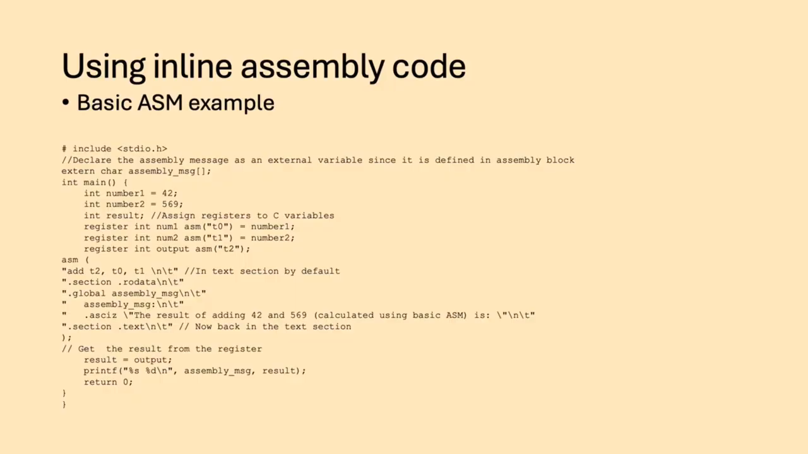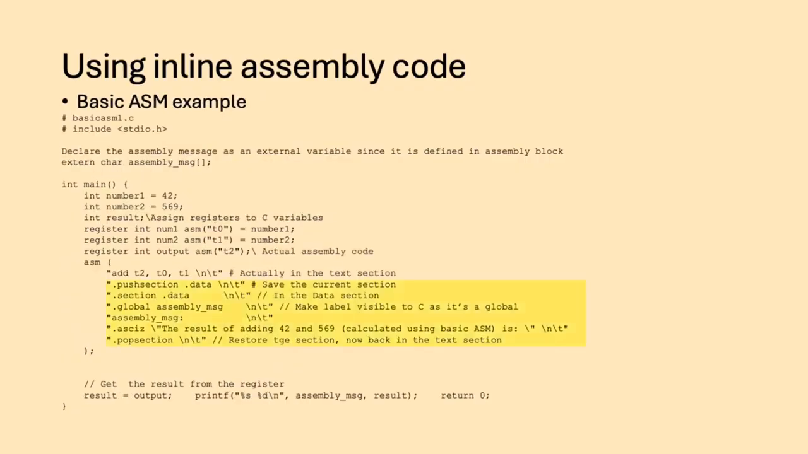This program is similar, but cleaner as it uses directives to save the section information. At the start of the ASM block, the code is running in the text section. The directive saves the section state and then defines data in the data section. After this, it restores the state back to text.